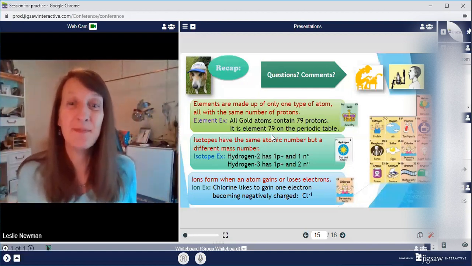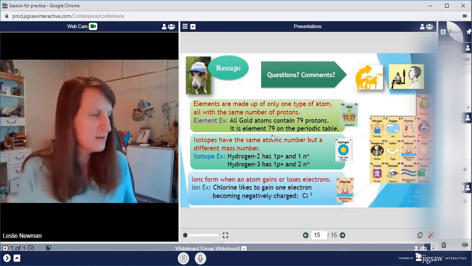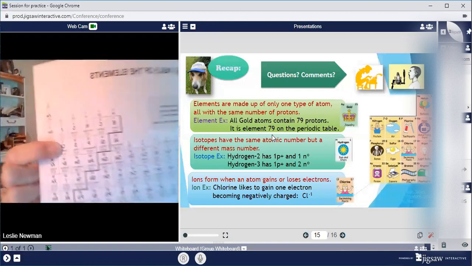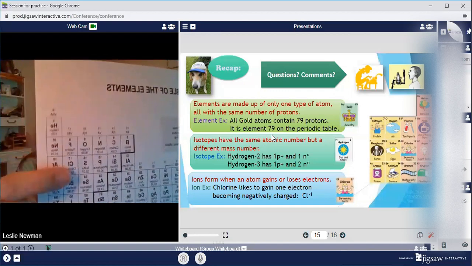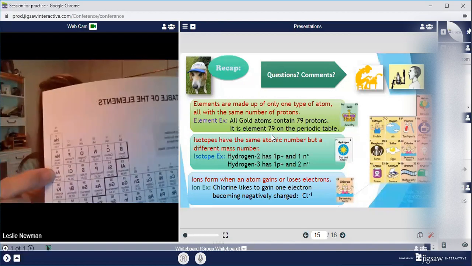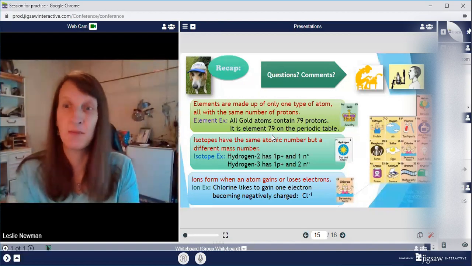So, ions form when they gain or lose electrons. Because chlorine is over here in group 17, it wants to be like argon by gaining 1 electron. And we'll learn more about that in the coming classes.